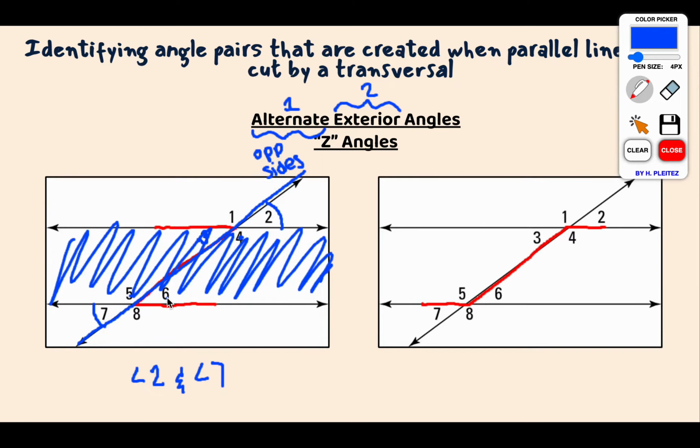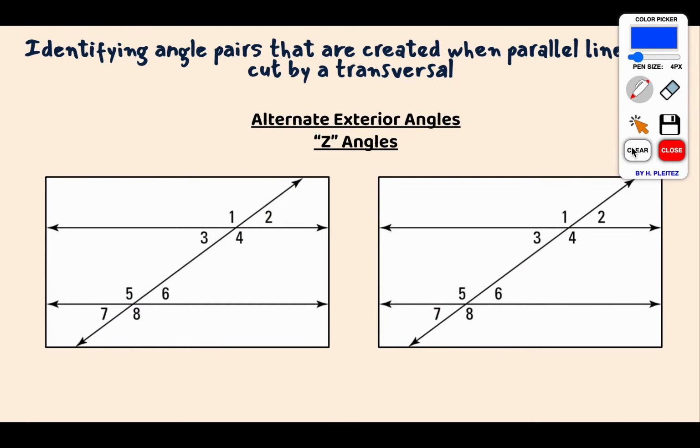So we know that it has to be on the outside and they have to be on opposite sides of the transversal. So if this Z doesn't really help you here, what you can do is just use the name to help you figure it out. So going back to here, we said angles 2 and 7 are alternate exterior pairs, and then if you draw your backwards Z, you'll look at angles 8 and 1. So angle 1 and angle 8 are the other pair of alternate exterior angles.